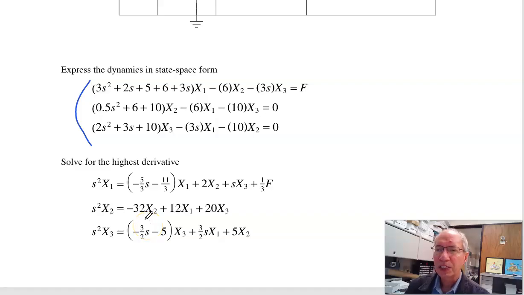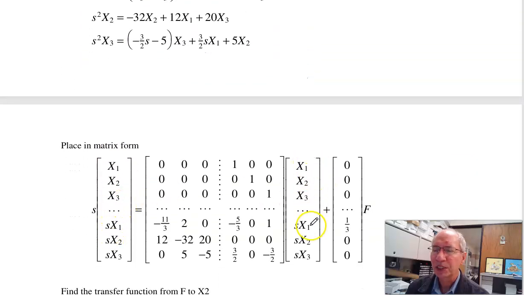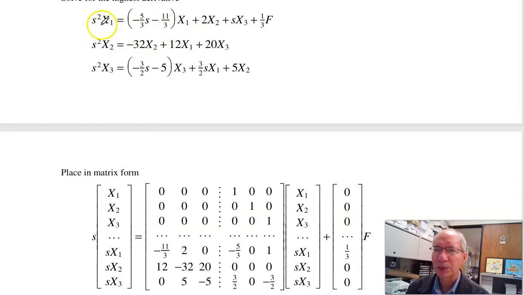To find the transfer function, I'll put this in matrix form. To do that, solve for the highest derivative. Set the states as position, velocity. The derivative of position is velocity. The derivative of velocity is acceleration. That's these equations. So for example, the first equation, s squared x1 is minus 5/3 sx1, that's this term, minus 11/3 x1, plus 2x2, there it is, plus sx3, plus 1/3 f.